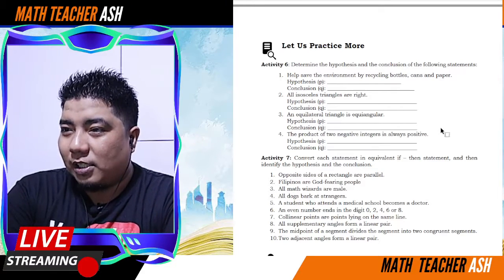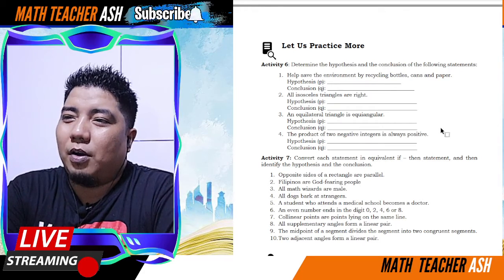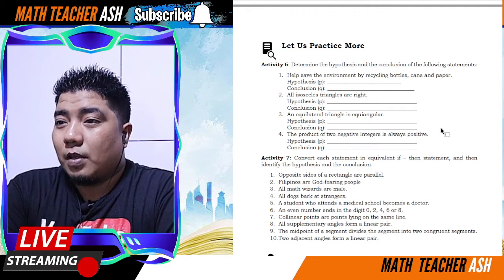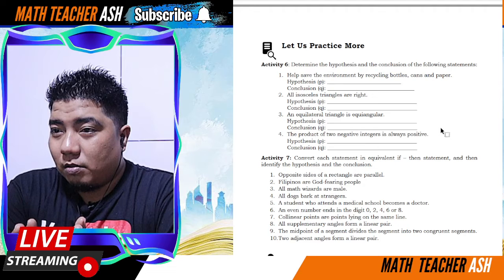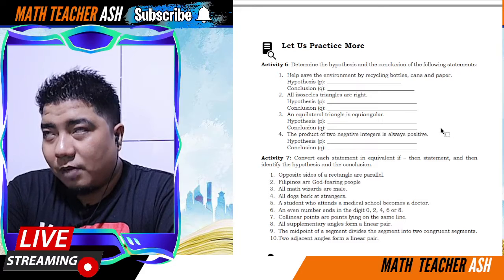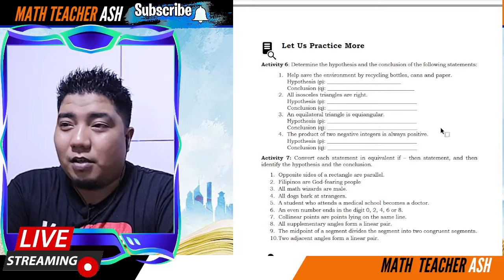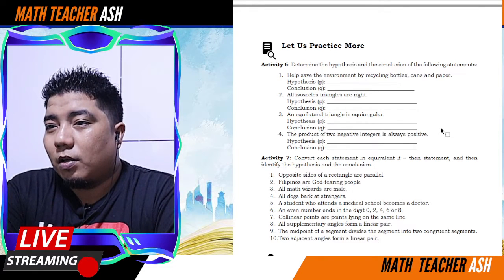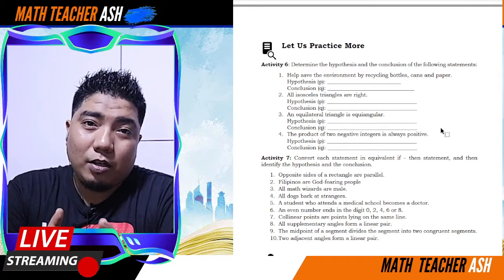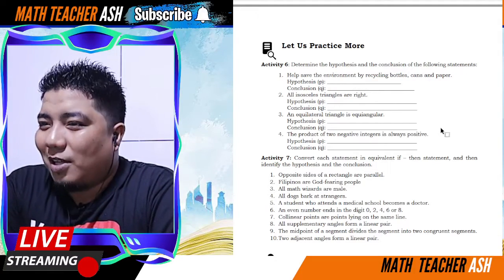So, determine the hypothesis and the conclusion of the following statement. Help save the environment by recycling bottles, cans, and paper. Okay. So, the hypothesis here is, if you save, if and then, so help save the environment. So, the conclusion here is, we save the environment, okay? So, if you recycle bottles, cans, and paper, then you save the environment. Ganon. Okay, so that is the hypothesis and conclusion. I'm sure you can get that one.